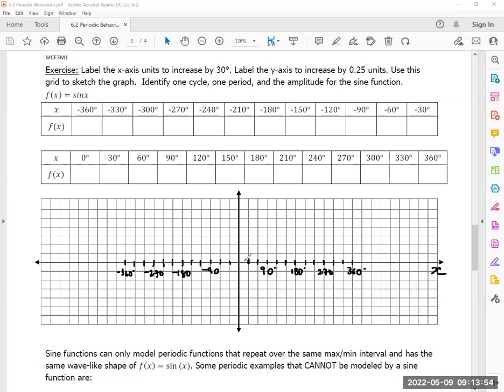Next, it says label the y-axis to increase by 0.25 units, in other words, a quarter. In short, count up 4 boxes and mark 1. 1, 2, that's 0.5. 3, 4, that's 1. 1, 2, that's negative 0.5. 3, 4, that's negative 1. And that's it. All that's left is to calculate.